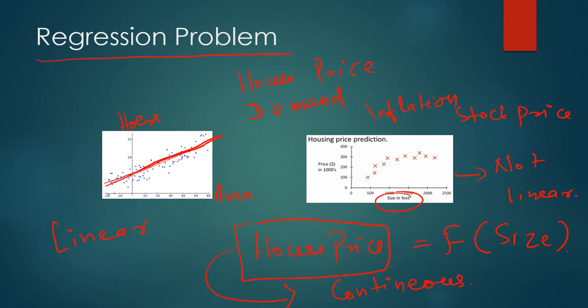Okay, and this is a linear regression problem because the line that you're fitting to the data is a straight line, whereas here it's not a linear case. You cannot fit a linear line here. You have to fit some sort of a curve because it's not properly linear, so to say. This is a non-linear regression problem.